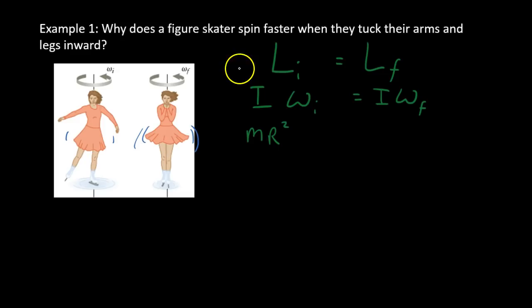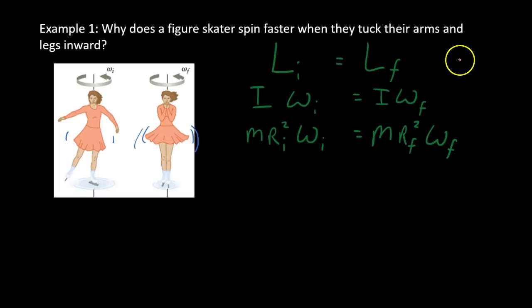We're not doing any plugging and chugging. We're just looking at how it compares. Well, here, the person's arms are spread out. So they have some initial distribution of that mass. So I'm going to label that R_i squared times omega_i. Well, when they tuck in, obviously their overall mass isn't changing, but now their mass is closer in to that axis of rotation, R_f squared times omega_f. Well, which of these two R's is larger? R_i is bigger than R_f.